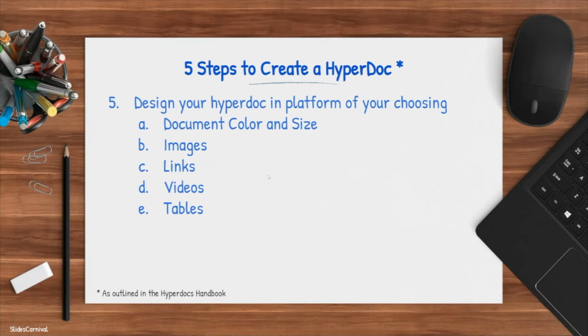Number 5, think about your design and the platform that you're going to use. Things that you need to consider there would be your document color and size. You want something that's very appealing for the students to look at. What images will you be using? What links do you need? What videos are you going to include? Do you need any kind of tables inside your Hyperdoc? But think about the design and how it's going to look.